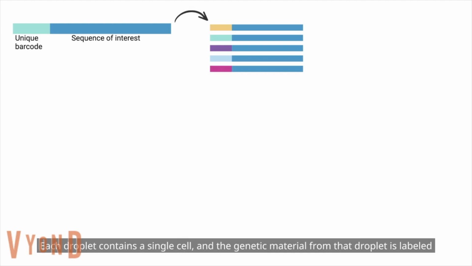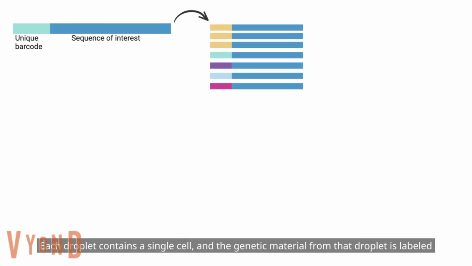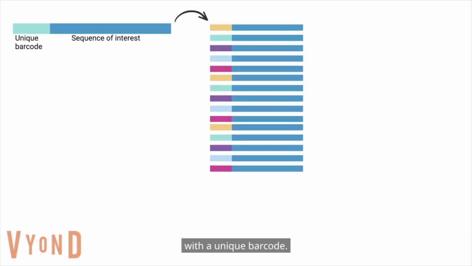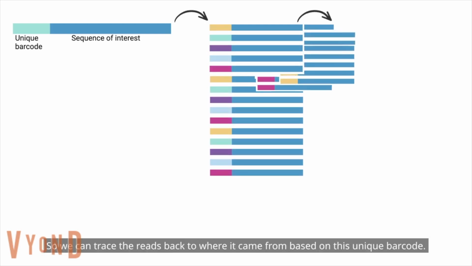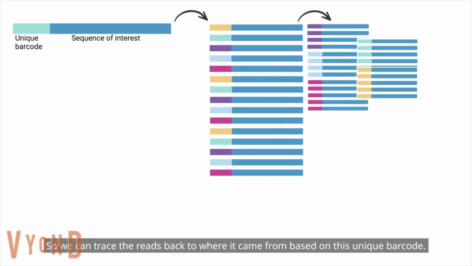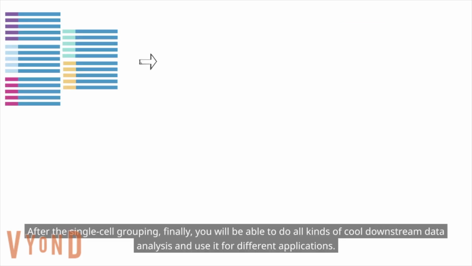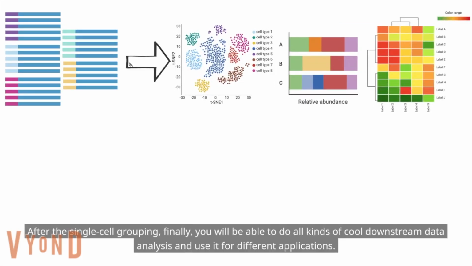Each droplet contains a single cell, and the genetic material from that droplet is labeled with a unique barcode. So we can trace the reads back to where they came from based on this unique barcode. Basically, all reads with the same barcode originated from the same cell. After the single-cell grouping, finally, you will be able to do all kinds of cool downstream data analysis and use it for different applications.